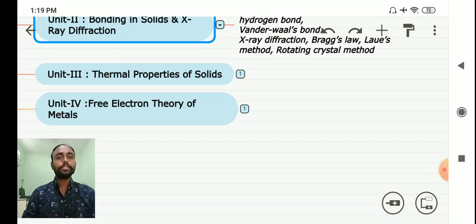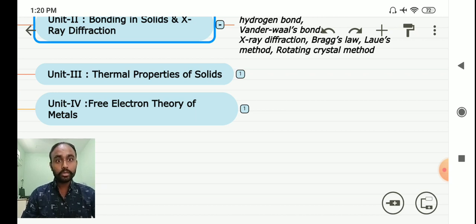Now the third unit is thermal properties of solids. In the first and second unit we understood the different types of crystals and how they are bonded, and how to identify whether it is crystalline or amorphous by using different techniques like X-ray diffraction, Laue method, and rotating crystal method. There are again different methods, but these three are specifically mentioned in our syllabus.